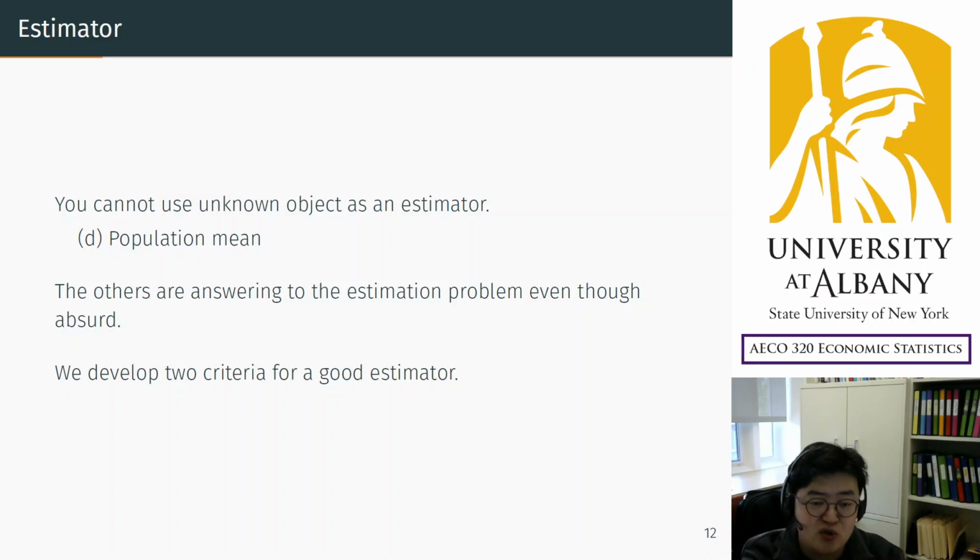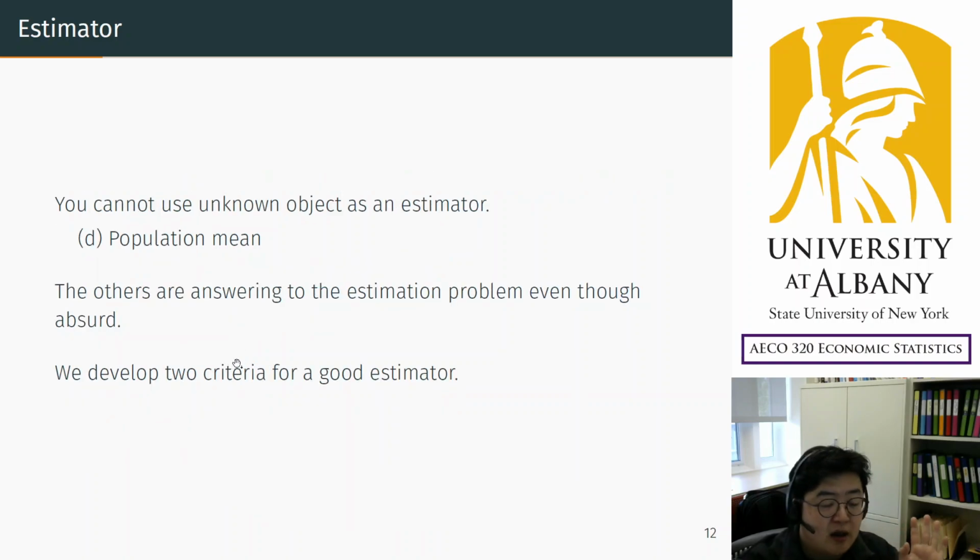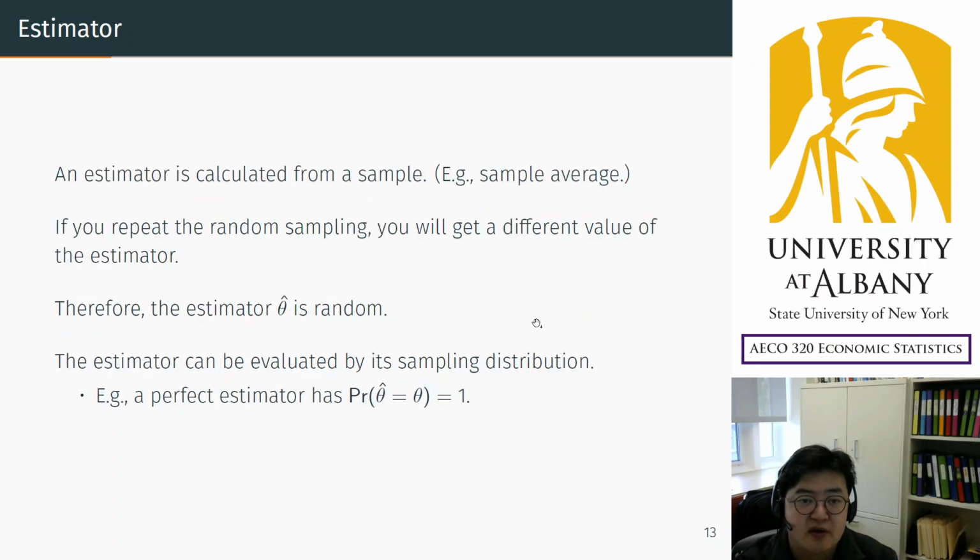I showed you some absurd estimators. Then in what sense are they wrong or absurd, right? We are going to develop 2 criteria to tell why it is not a good estimator, right? That's our next and main theory we are going to learn in this chapter.